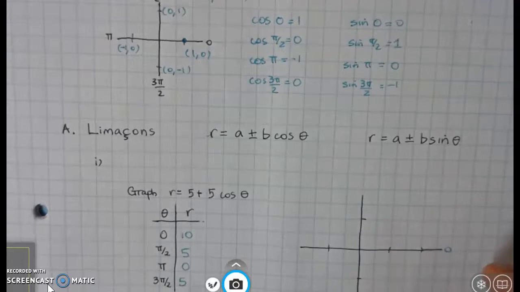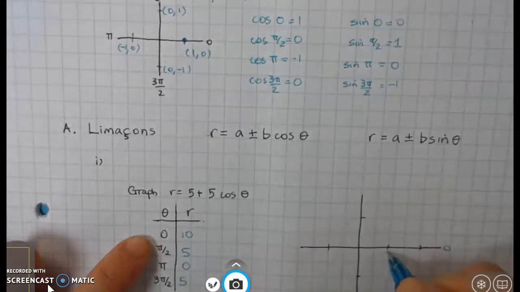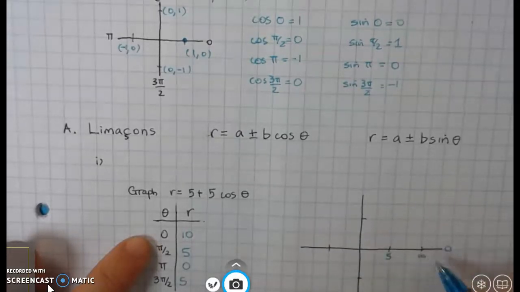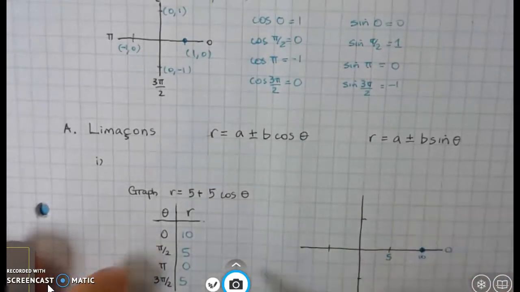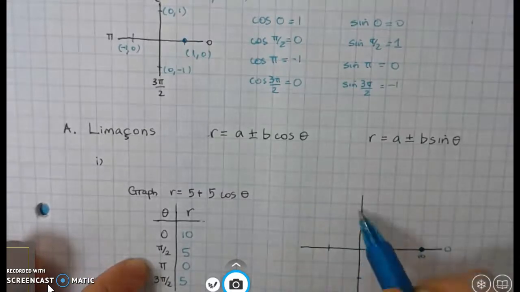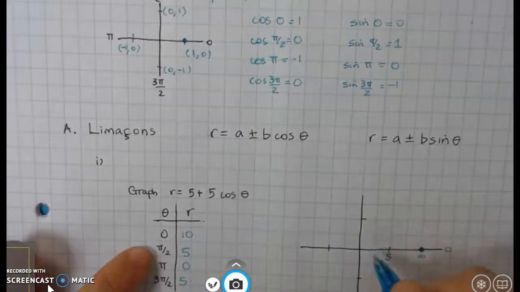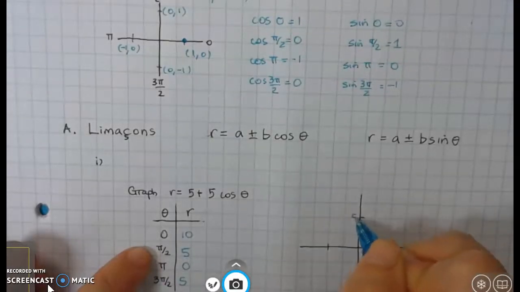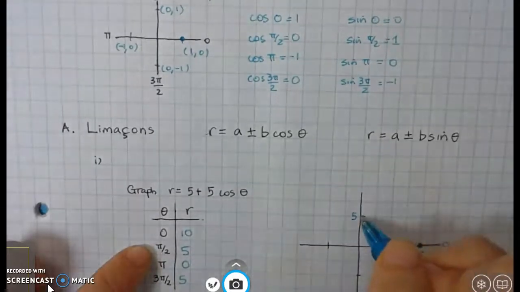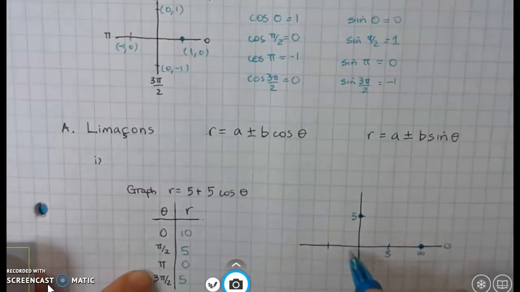Now let's see if you can graph this. When theta was 0, the radius was 10, so I can mark this as 5 and 10. At pi over 2, the angle measure is here. The radius was 5. That means if this is 5, this is going to be 5 right there. That's the point right there. And then at pi, the radius was 0.